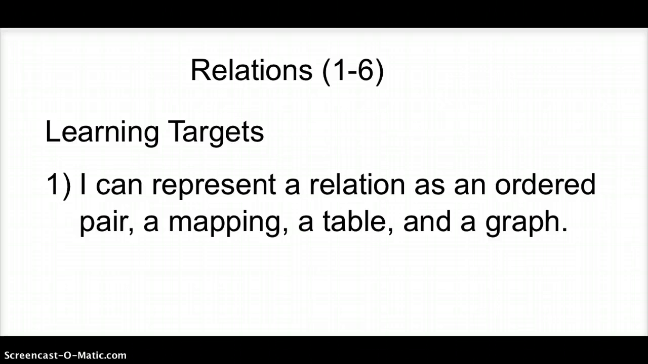Our learning target today is: I can represent a relation as an ordered pair, a mapping, a table, and a graph. So again, we're looking at relations and realizing from our learning target that they can be represented in different ways. We're going to show some of those ways, and we're going to be responsible for knowing how to do that.